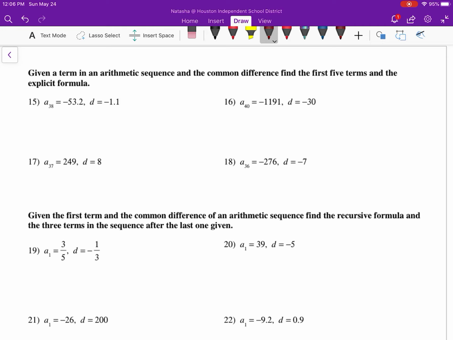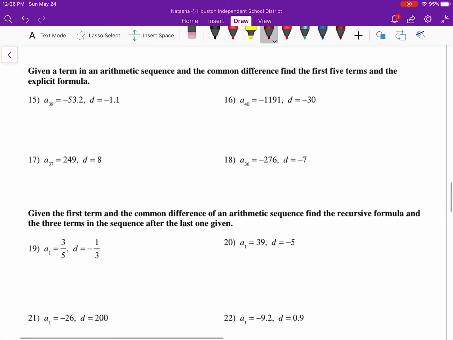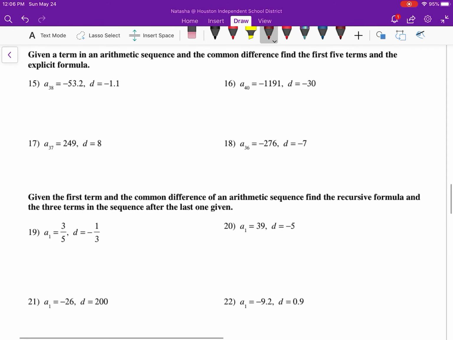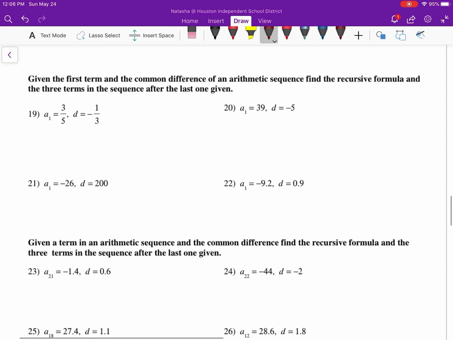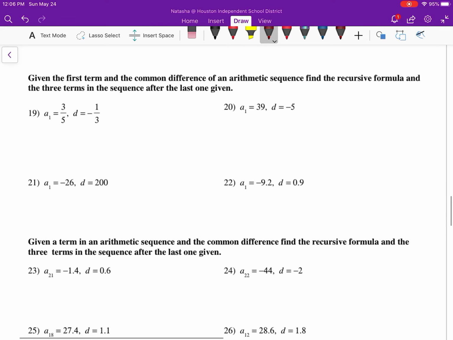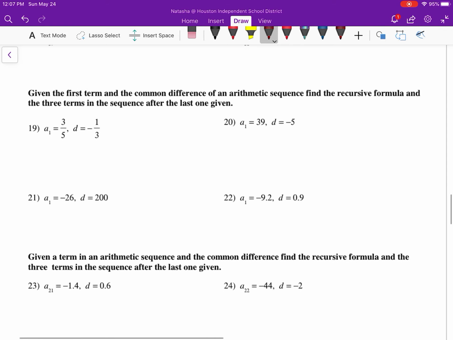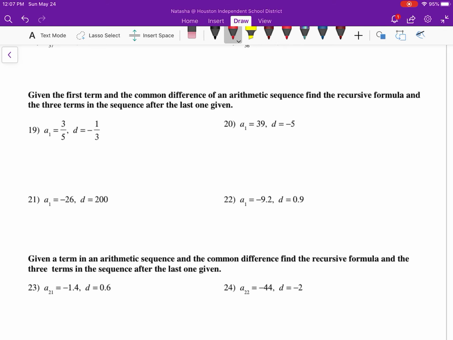All right, let's look at these. Given the arithmetic sequence, find the common difference and first 5 terms in the explicit formula. So this is done just the same way as the other. It's just we got some bigger numbers. Let's see, 19 through 22. Given the first term and the common difference, find the recursive formula. Okay, and the first 3 terms after the sequence of the last one is given.